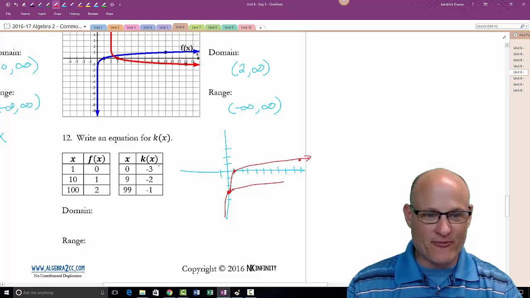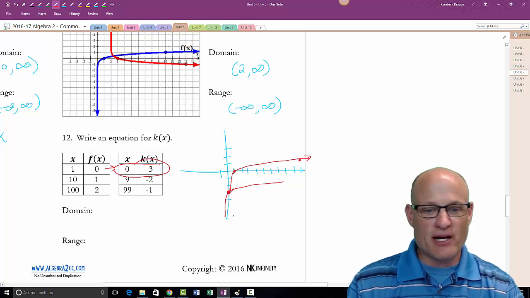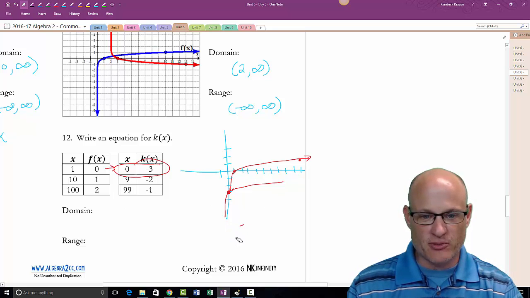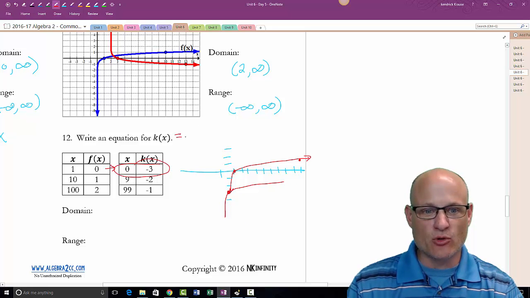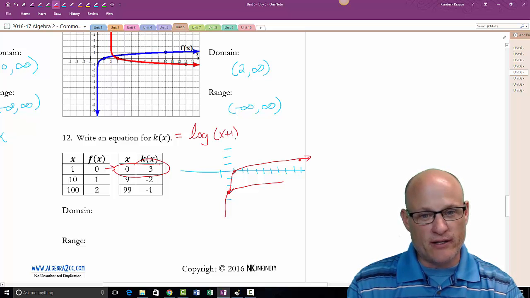So now it's going to look like this. If I go left 1 and down 3 from that point, shouldn't my equation then be, or k of x, sorry, I should be doing k of x. K of x equals log, now I said I went left 1, so that should be x plus 1, and down 3.